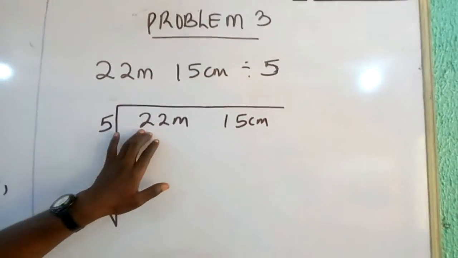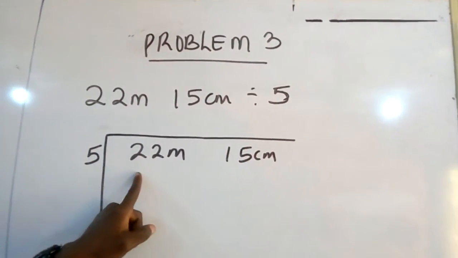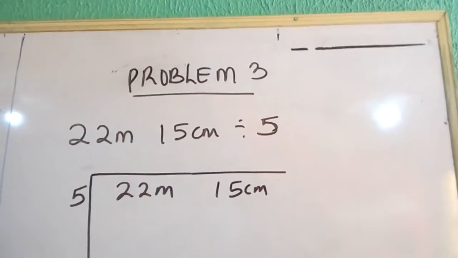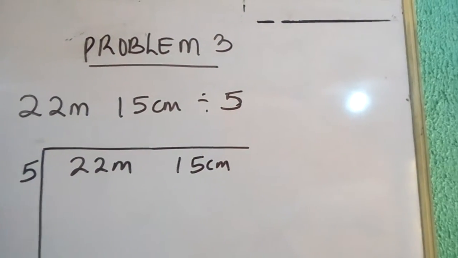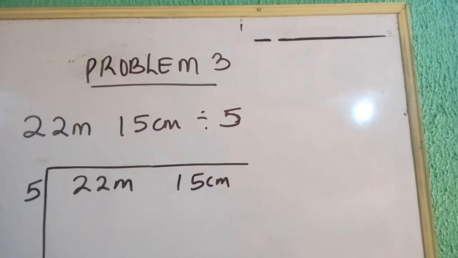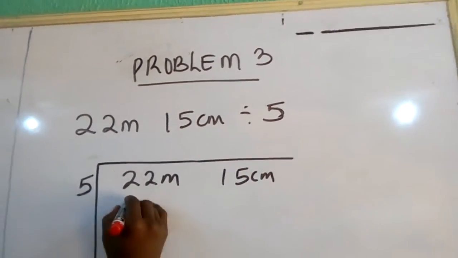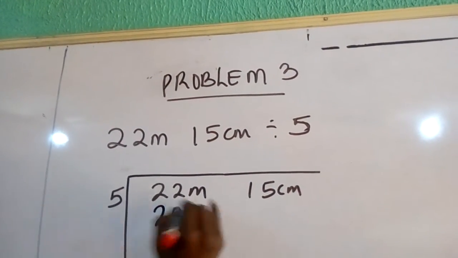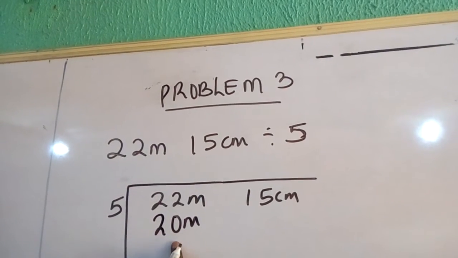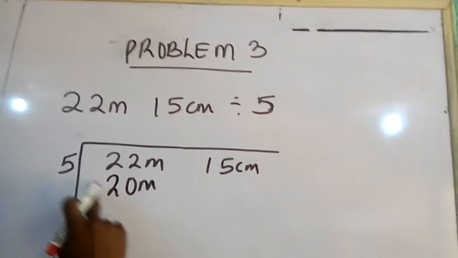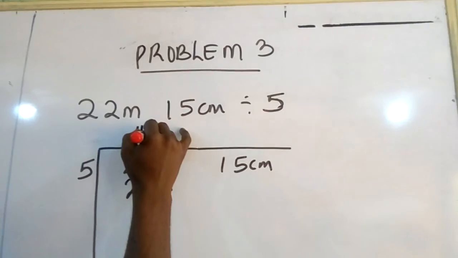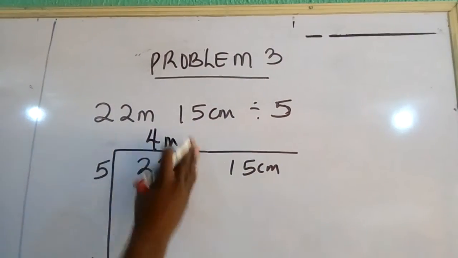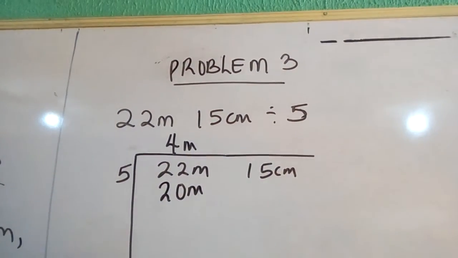So we look for the closest number to 22 that 5 can go into without remainder. The number is 20. So we write it as 20 meters. How many times will 5 go into 20? 4 times. So we write our 4 meters here. This column is for meters and this other side is for centimeters.